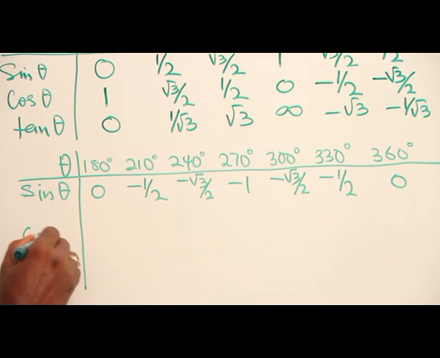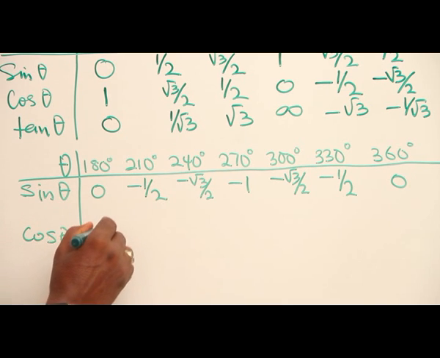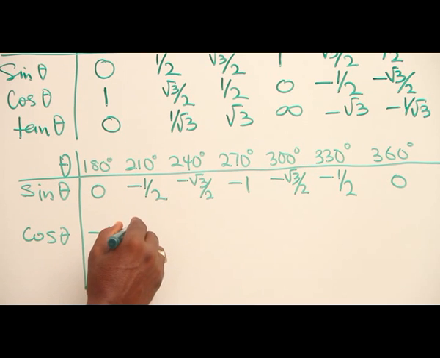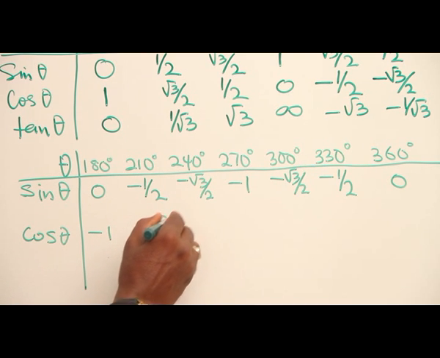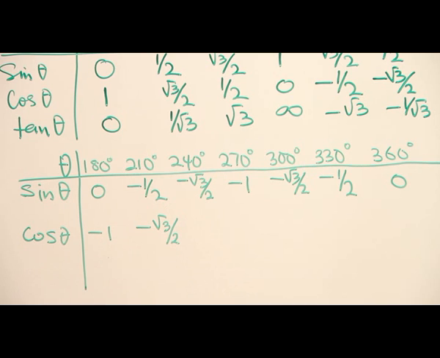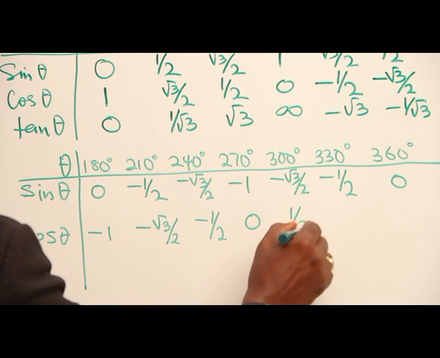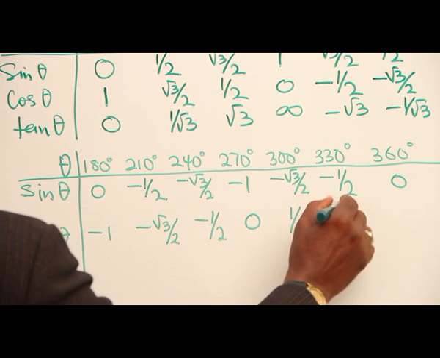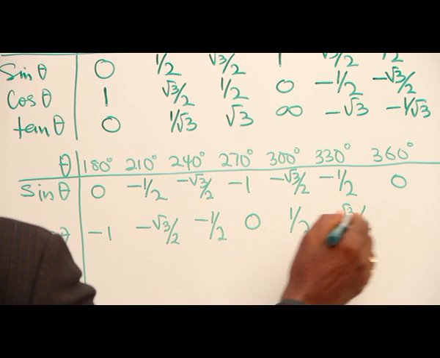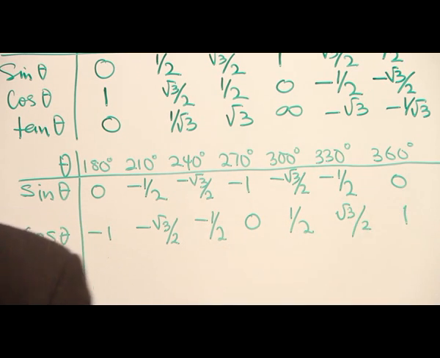We take the same thing for cos theta. At cos 180 degrees we have minus 1. At cos 210 degrees we have minus root 3 over 2, followed by minus half, followed by 0, and then we have half, and then we have root 3 all over 2, and we have 1.